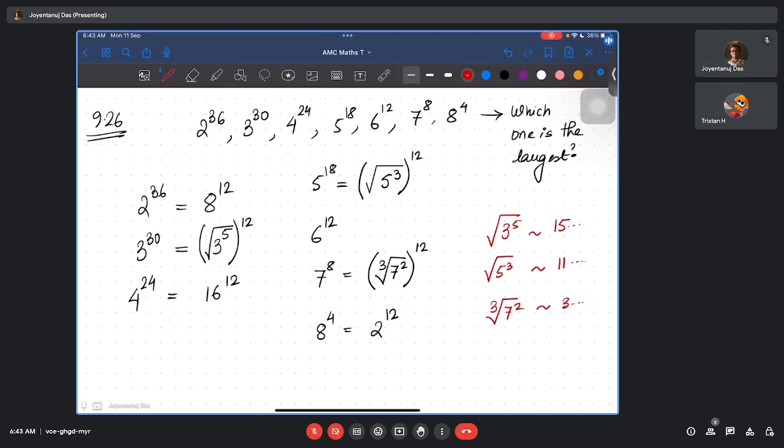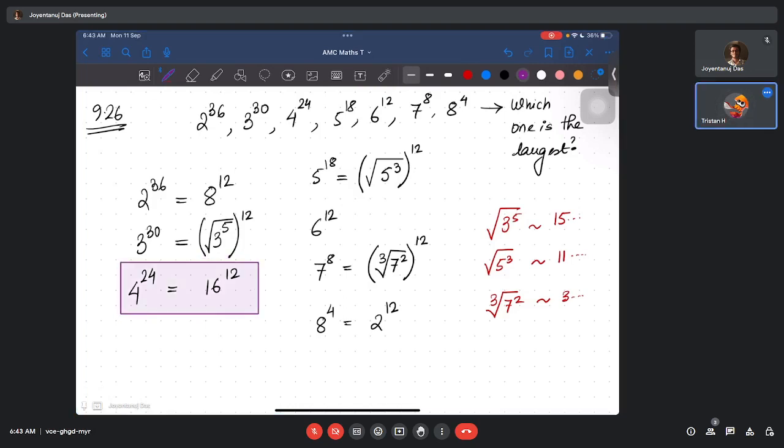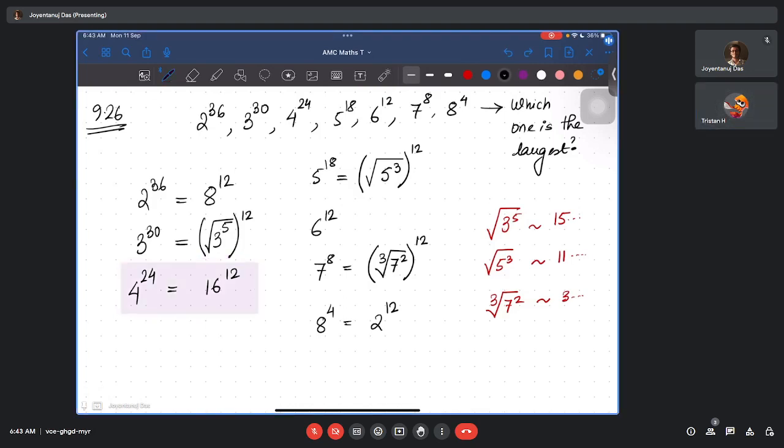One minute, let me think. So this is 7 power 8, which is 11 approximately. It is not 12. Okay, 3. I think that will work. So this one, 4 power 24, you are saying to be the largest, right? Yes. I think that will work.